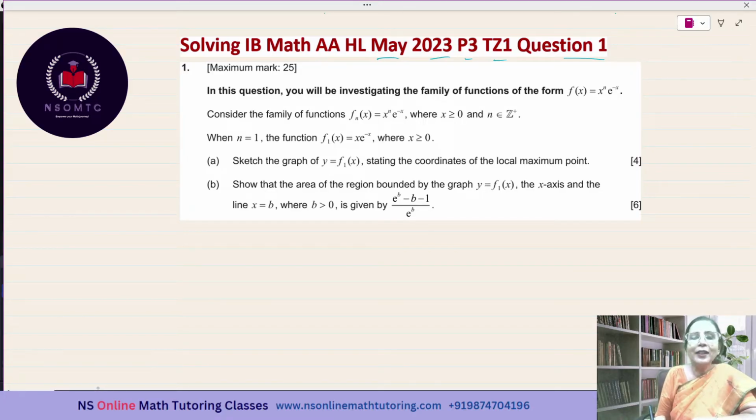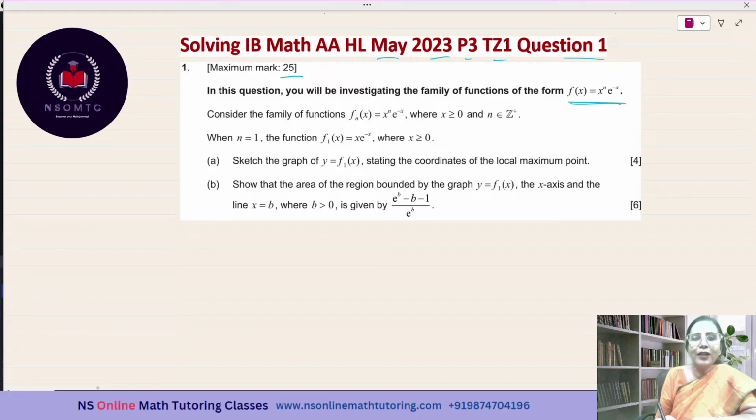So without any further delay, let us start to solve question number 1. The maximum mark is 25. In this question, you will be investigating the family of functions of the form f of x equal to x to the power of n times e to the power of negative x.